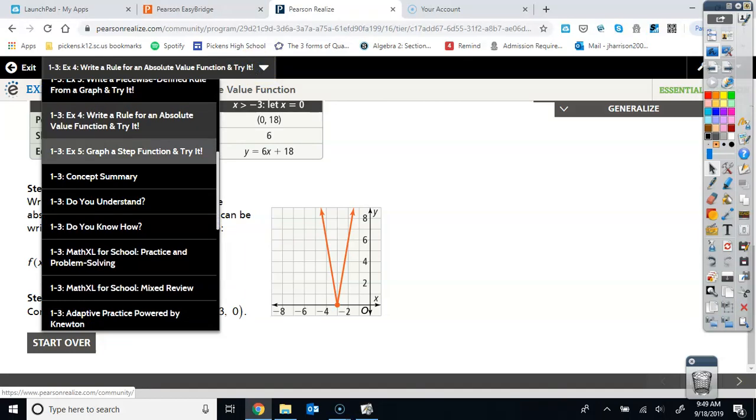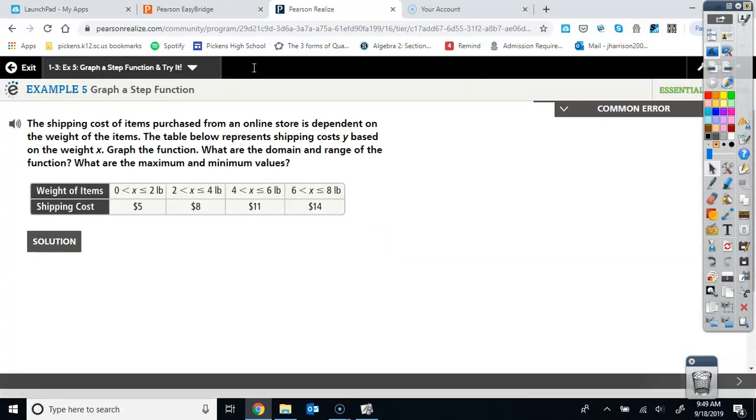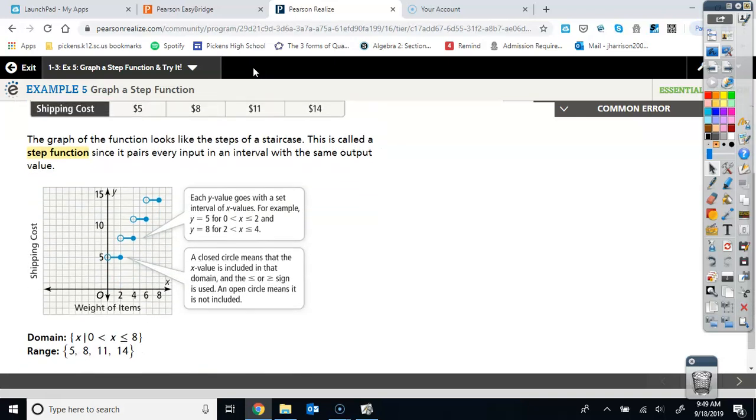The last one is very similar to the guitar strings we talked about earlier, where you have from 0 to 2 pounds a weight of something. It's $5 shipping. 2 to 4, it's $8 shipping. 4 to 6, it's $11 shipping. 6 to 8, it's $14 shipping. That creates a graph that looks like this, kind of like our guitar strings we started off the video with.